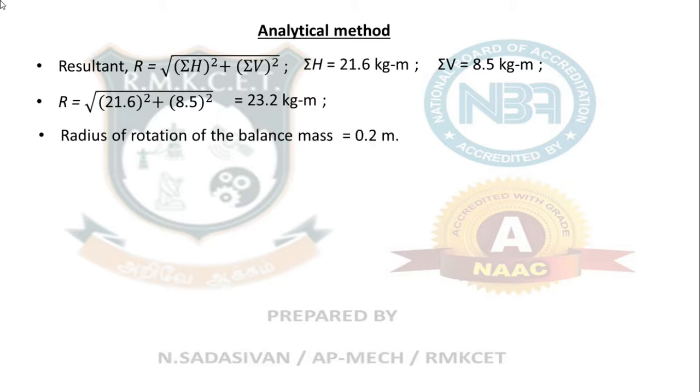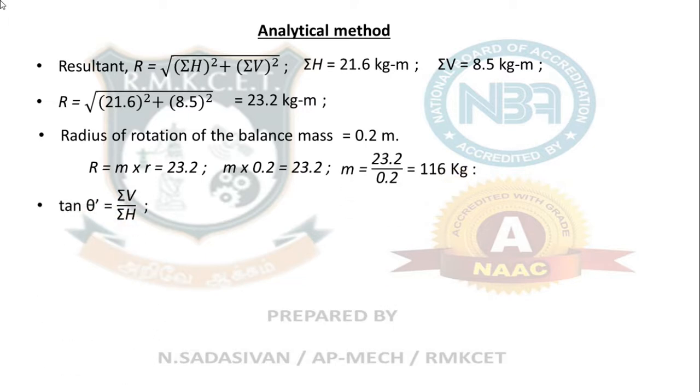The radius of rotation of the balancing mass is 0.2. So M into R is 23.2. Therefore M is equal to 23.2 by 0.2, that is 116 kilogram. What is the direction? I think you are following what I am telling, right? If you are unable to understand the analytical method, don't worry.